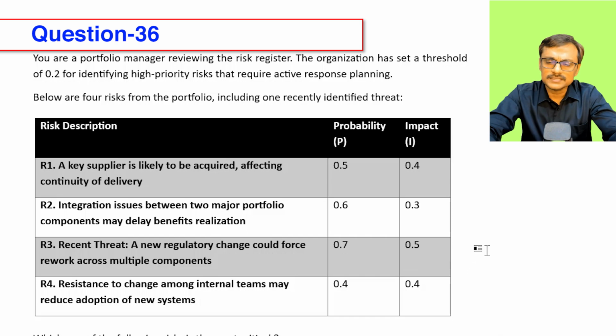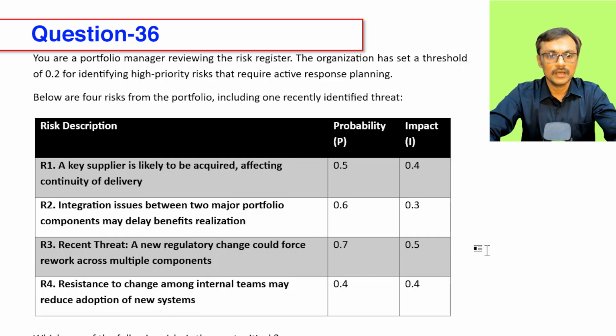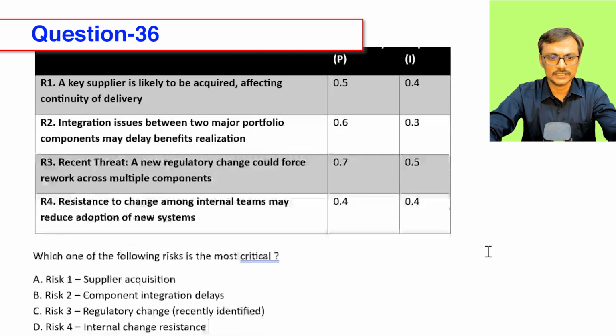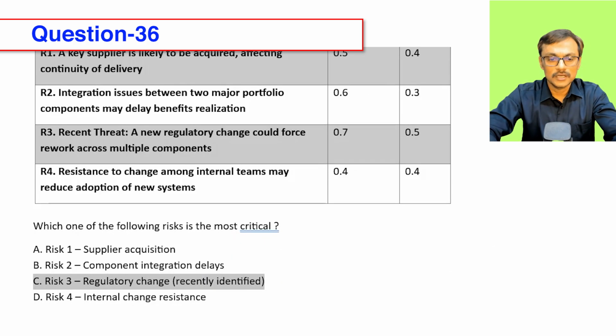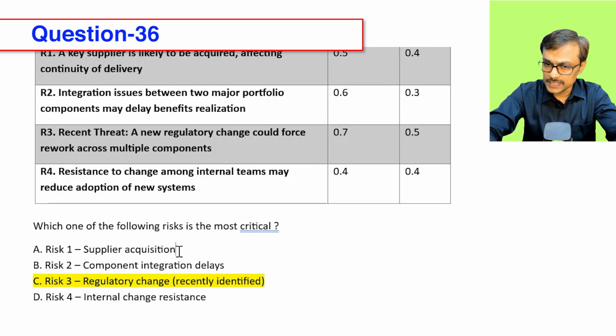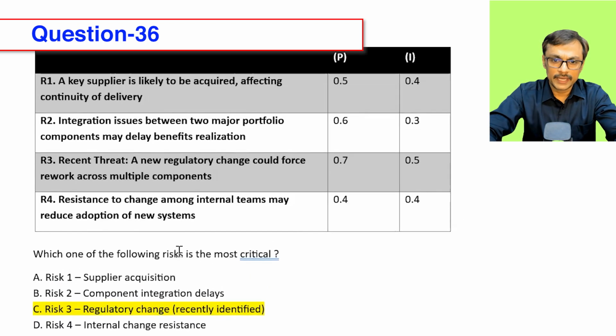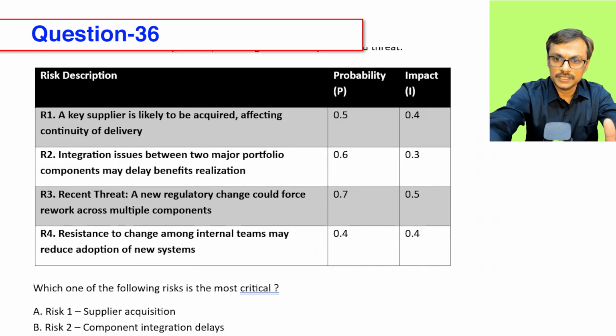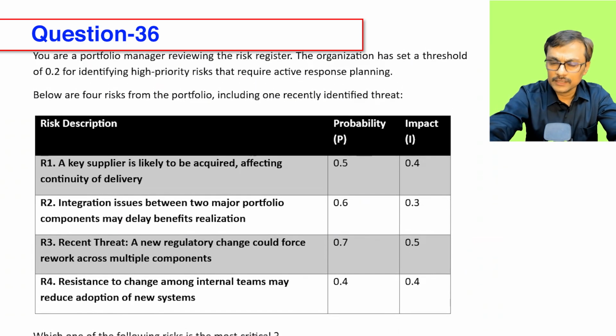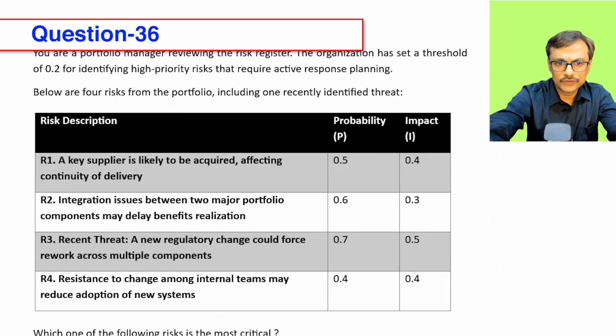Now they are saying it's a recent threat or an old threat, but that doesn't matter when I'm calculating the score. I just need to take the probability and impact. So R3 is the answer wherever R3 is given. So option C is the answer because I just multiplied and calculated the score. Small calculations, but they are very easy to calculate and rewarding questions. They may come in a different form, but you should be comfortable doing the risk exposure calculation and then utilizing the idea of threshold.